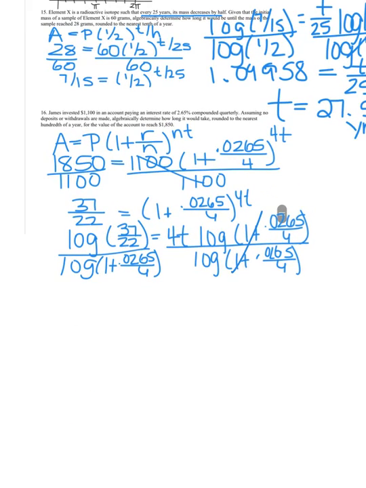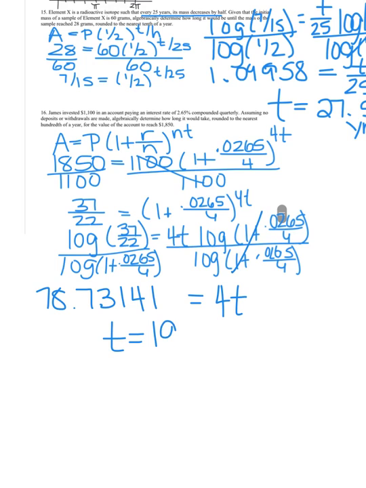That cancels on the right, gives us just 4t. And then on the left, when you divide that, you get 78.73141 with a whole bunch of decimals. And then in the calculator, you just divide by 4. And we're rounding to the nearest hundredth of a year, giving us 19.68 years.